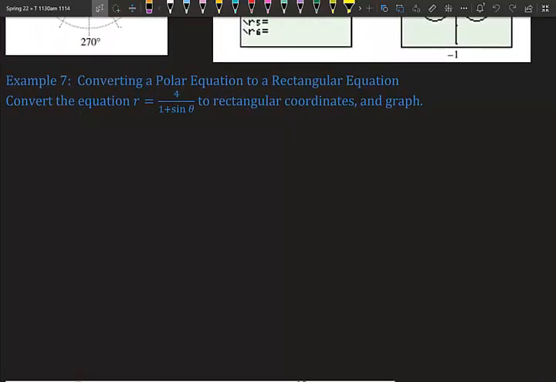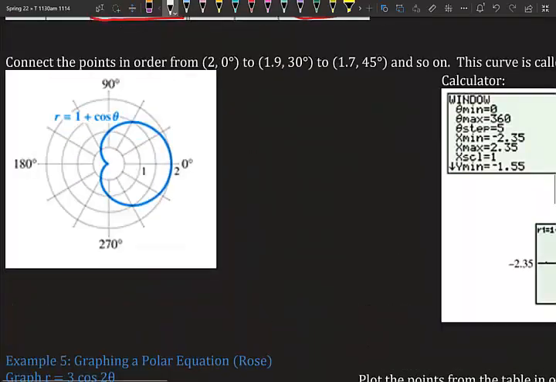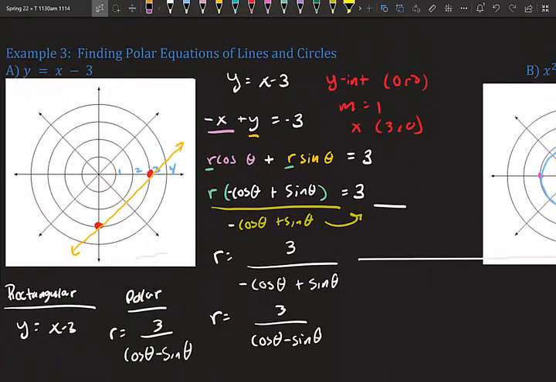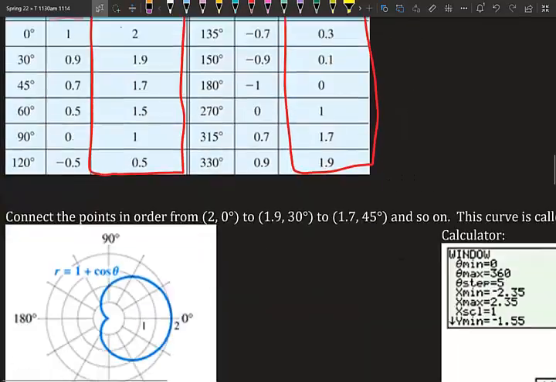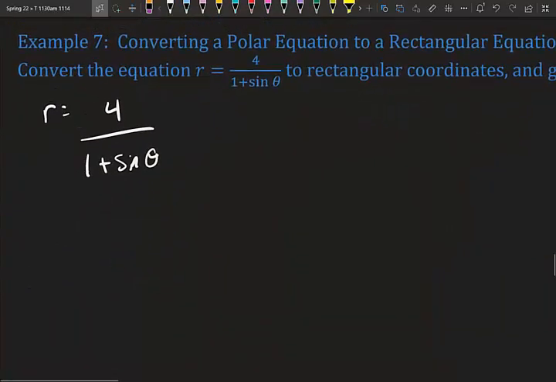Converting a polar equation to a rectangular equation. So we're given a polar equation, r equals 4 over 1 plus sine theta, and we need to convert it to x and y's. I'm just going to rewrite it to work with it. Alright, so the first thing we do is we need to get rid of the fraction. We need to work backwards. We're literally just going to be doing the opposite. So the last thing we did was divide. So that means the first thing we do is multiply, because it's the opposite. So we're going to multiply by our denominator.